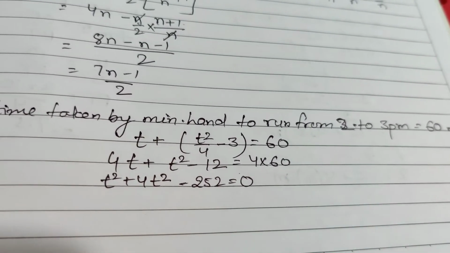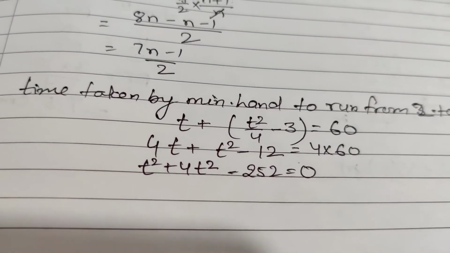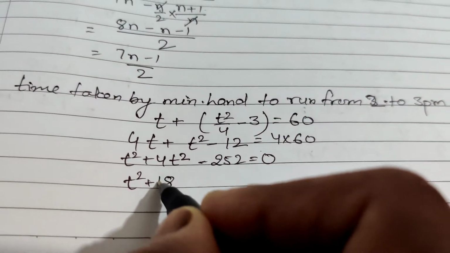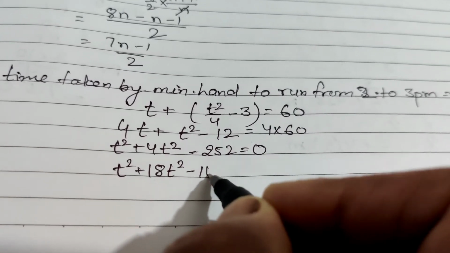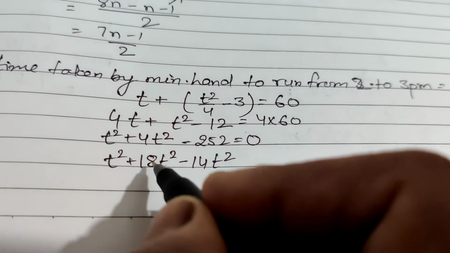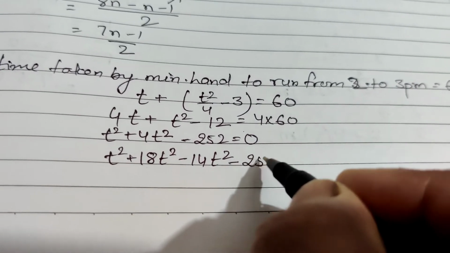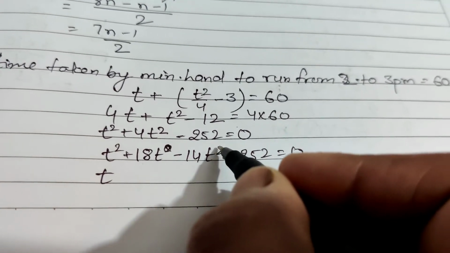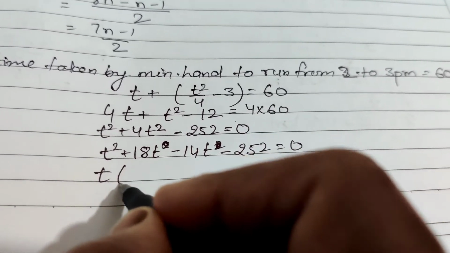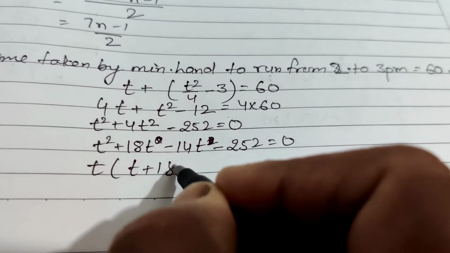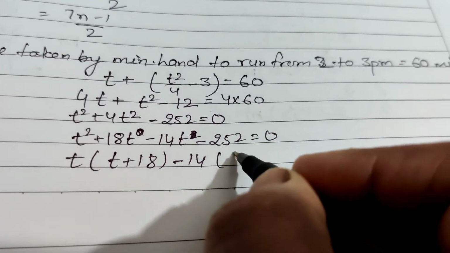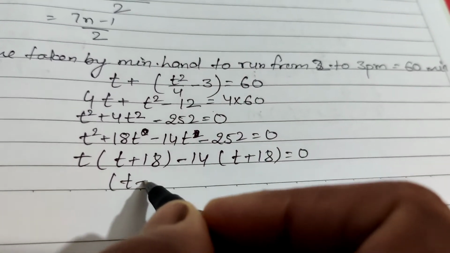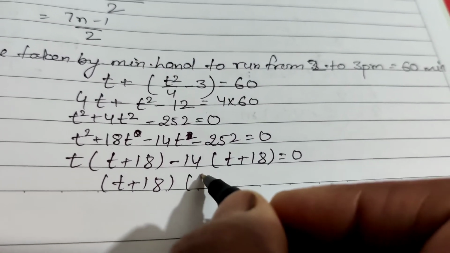Now split the middle term. Now splitting the middle term we get the two factors: 18t minus 14t, since 18 minus 14 is 4 and 18 into 14 is 252. Now take t common. t into t plus 18 minus 14 into t plus 18. The factorization of this quadratic equation is t plus 18 and t minus 14.